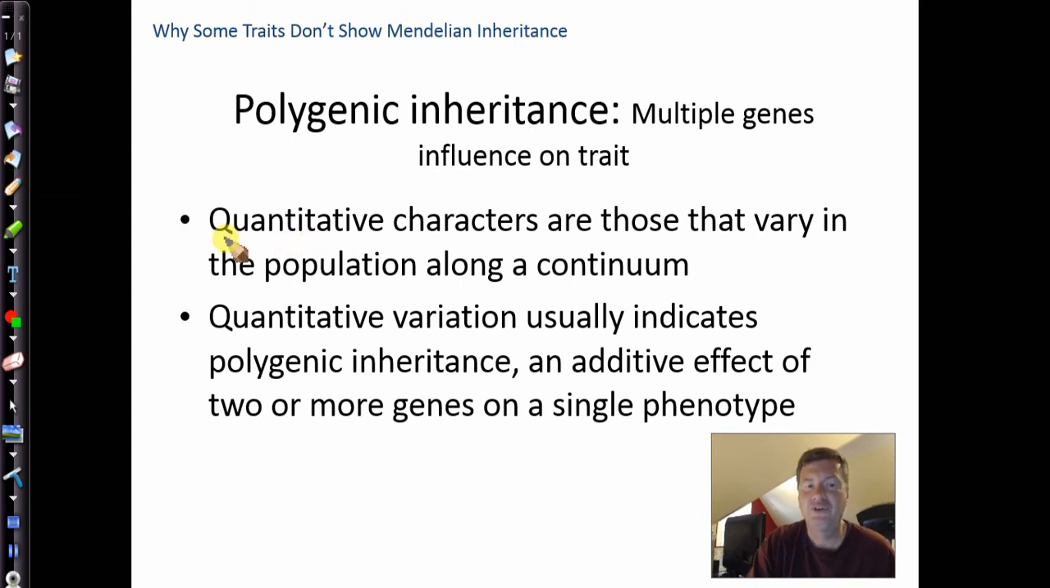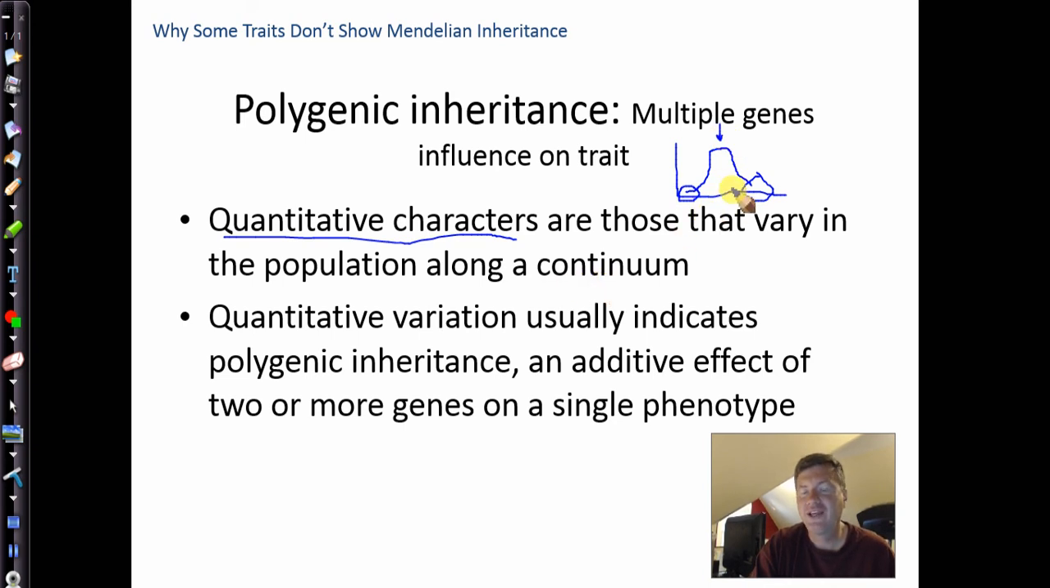Now, quantitative characters are those that vary in a population along a continuum. In English, that just means you can have some traits where you have very few individuals on one end, very few individuals on the other, and a lot of people in the middle. Think about human height as our example. There are very few people who are very, very, very short, and there's very few people who are very, very, very tall. Most people are sort of average.